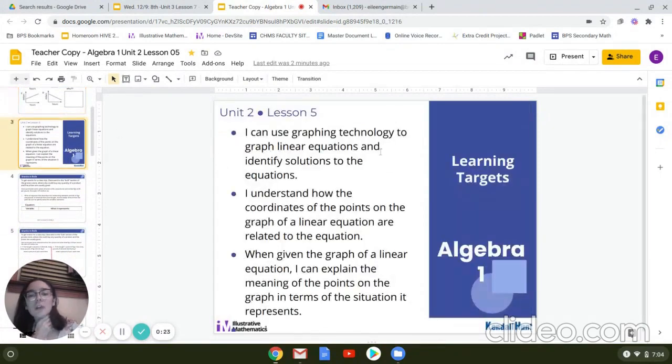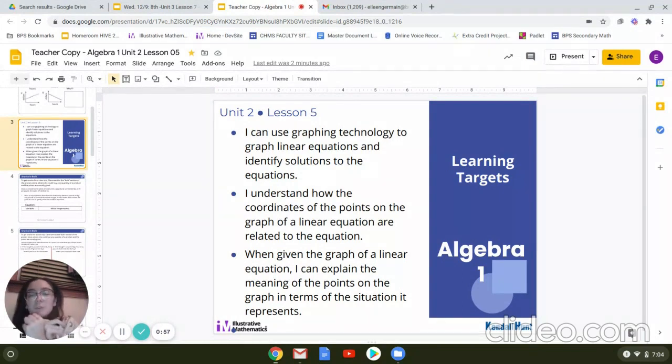Our learning targets for today were: I can use graphing technology to graph linear equations and identify solutions to an equation. I understand how the coordinate points of the graph of a linear equation are related to the equation. And when given a graph of a linear equation, I can explain the meaning of the points on the graph in terms of the situation it represents. So first, we're using technology to graph linear equations and identify solutions.